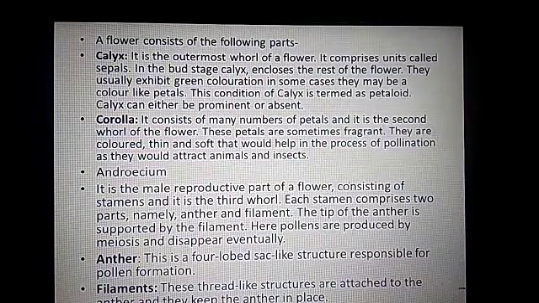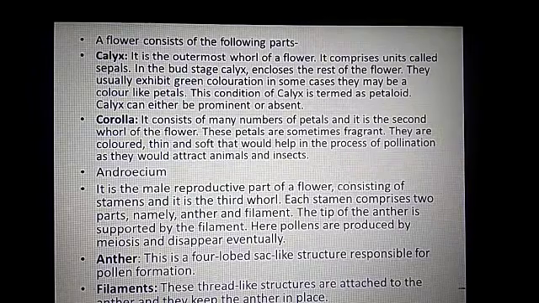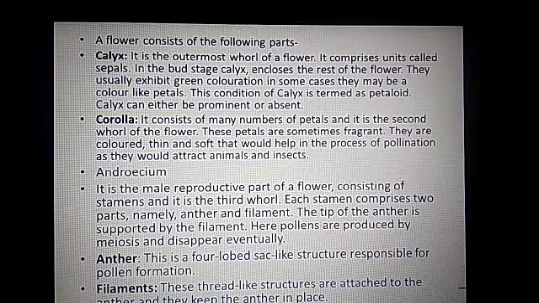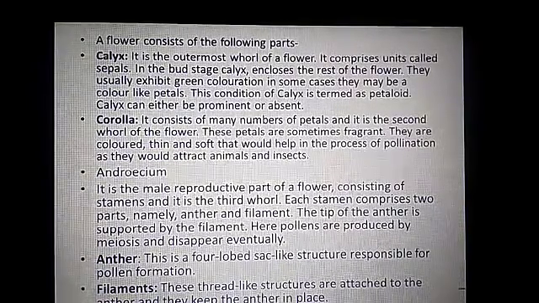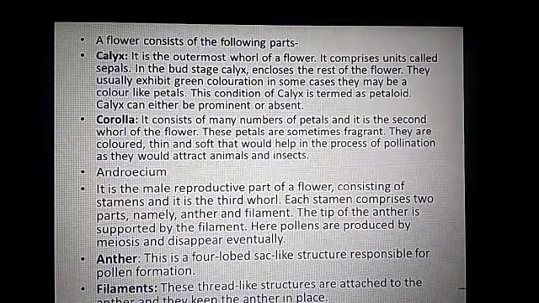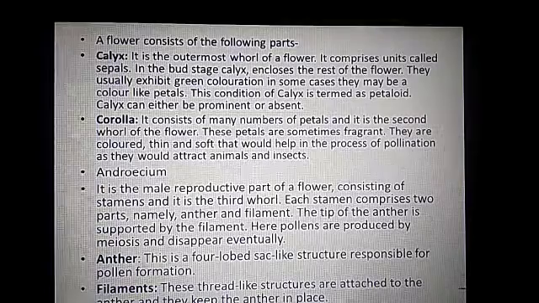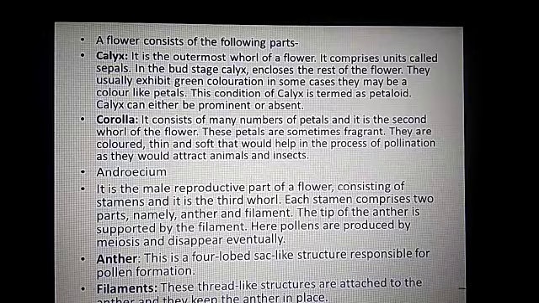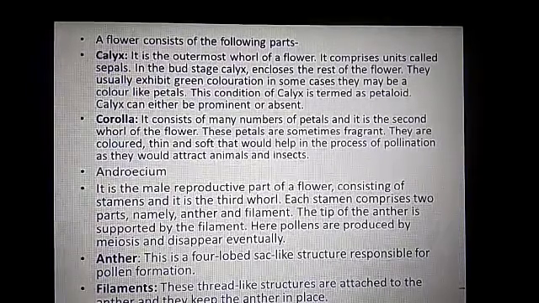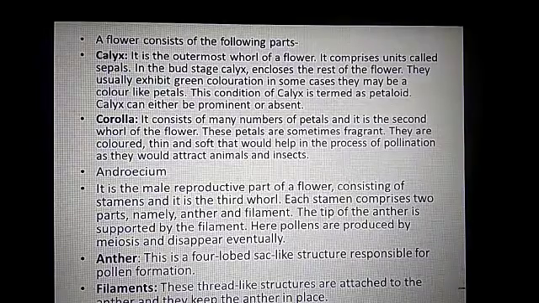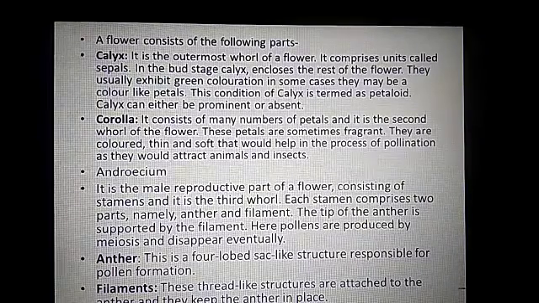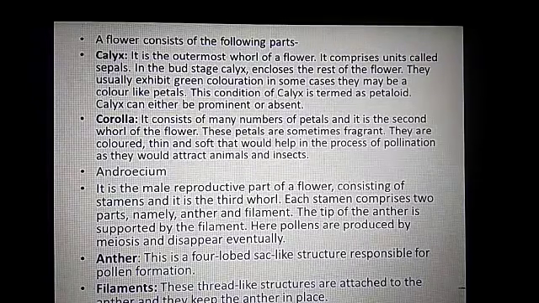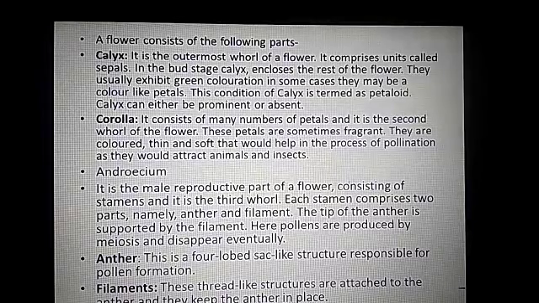The four whorls of a flower are calyx, corolla, androecium and gynoecium. Calyx is the outermost whorl of the flower. It comprises units called sepals. In the bud stage, the calyx encloses the rest of the flower. They usually exhibit green coloration. In some cases, they may be colored like petals. This condition of calyx is termed petaloid calyx.